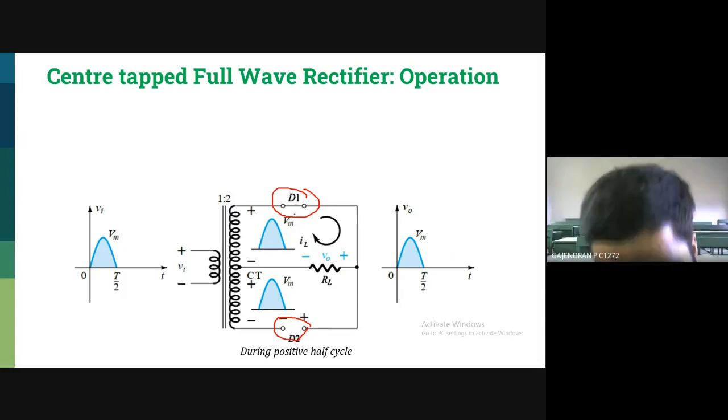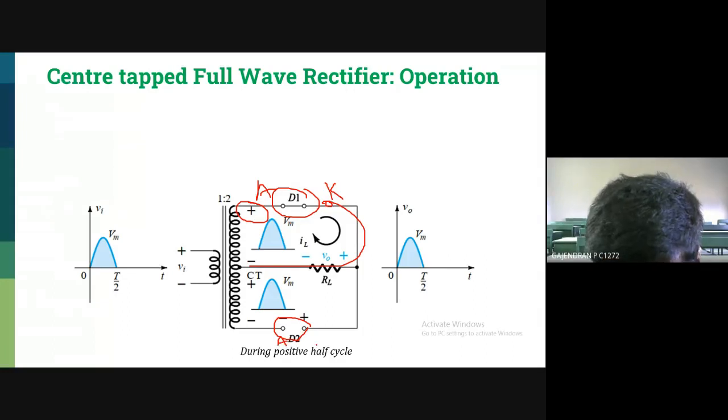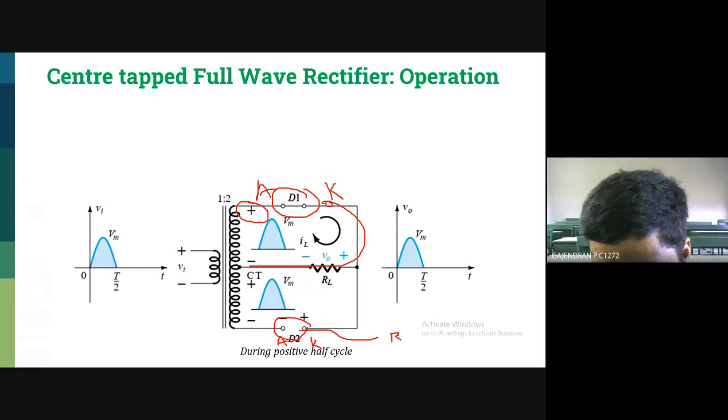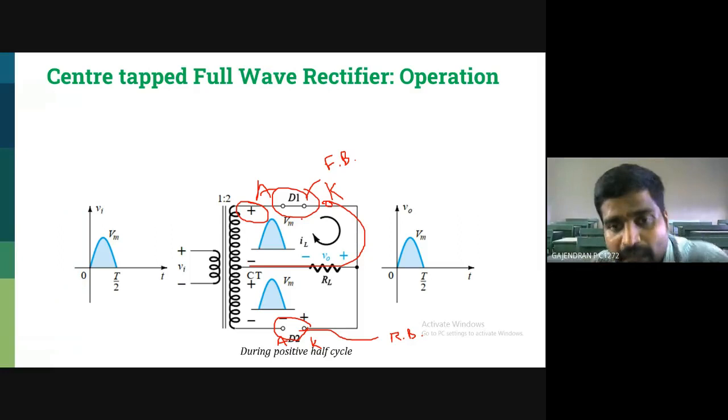Consider the diode as a switch. During the positive half cycle, this terminal is positive and this terminal is negative. So this is the anode, this is the cathode. Similarly, this is my anode terminal, this is my cathode terminal. But the diode at the bottom of the circuit is in reverse bias condition. Am I clear, sir? The first one is forward biased. That means the first diode will start to conduct.